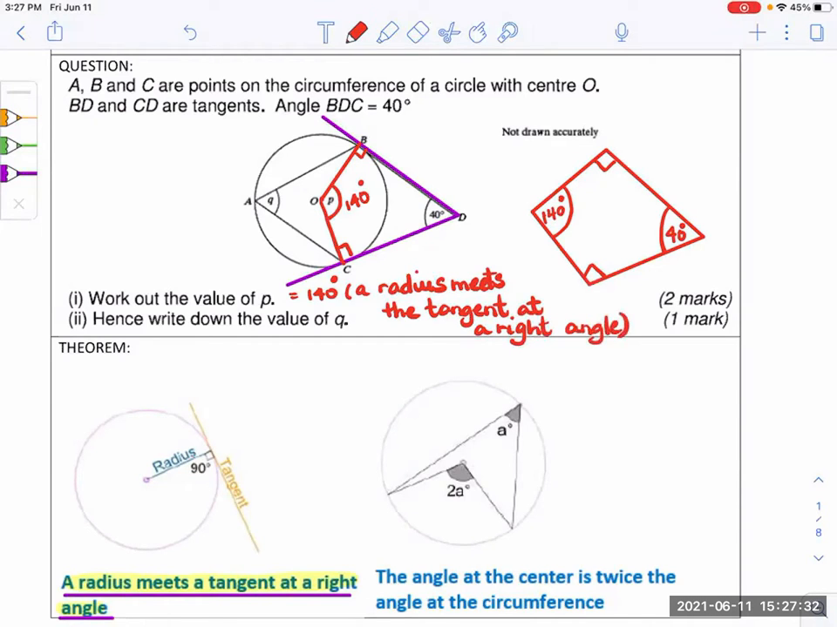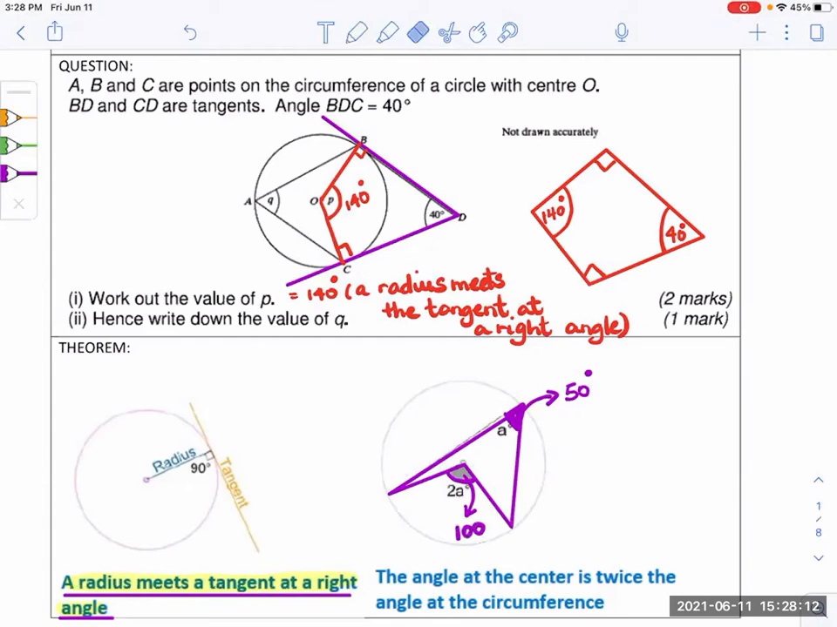All right. Now, I have another theorem here. What does this one say? The angle at the center is twice the angle at the circumference. Do you all see that? Yes. So if I have this angle here as 50 degrees, how much would this angle here be? Twice, 100.